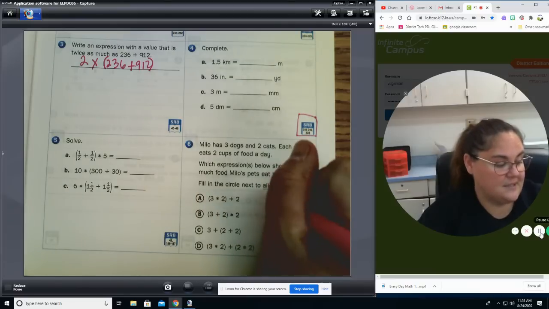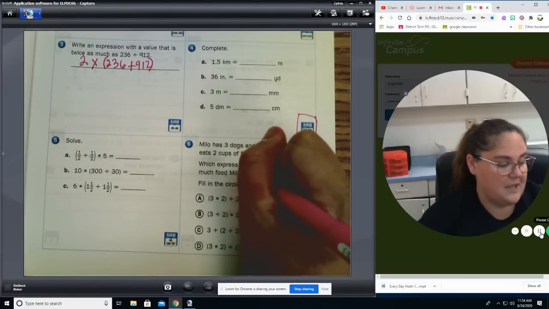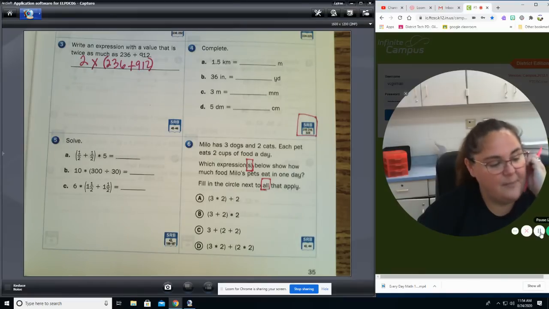This is your hint. A lot of the times when you see all that apply or expressions, that means there's probably more than one answer. All right, do your very, very best.